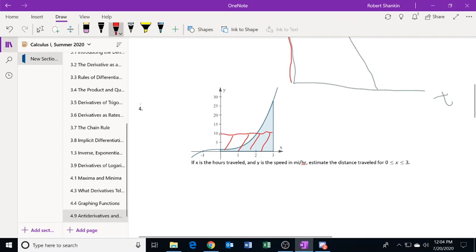Now, suppose I had put that at 9 miles per hour. Now, if you traveled 9 miles per hour for 3 hours, clearly you travel 27 miles. And you would take 9 times 3, and you'd get the area. It makes sense that the area under the curve is the distance traveled if this is a constant traveling speed.